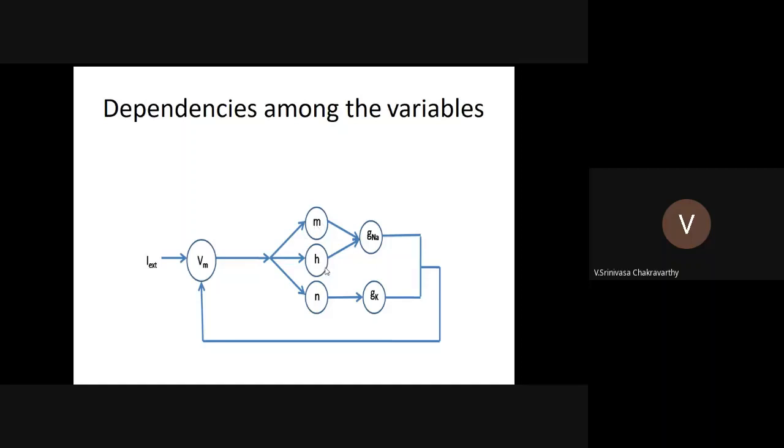Then m and h control the sodium conductance, n controls the potassium conductance. Then if you put these two in the original voltage equation, C dV by dt, they together control Vm and the loop closes. Because that's how the variables are dependent. And the external input current influences this whole cyclical process.